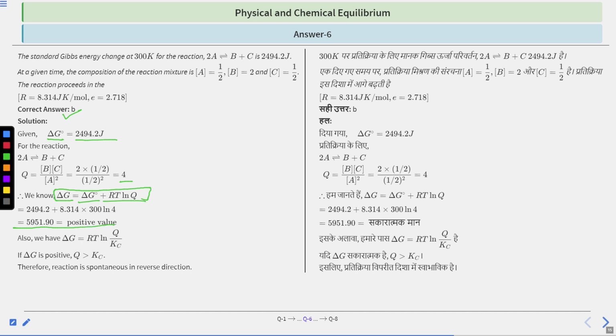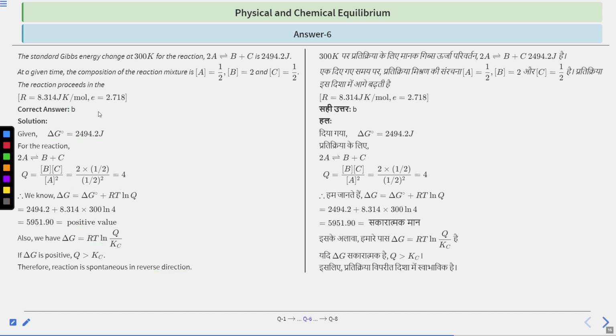So we also know that del G is equal to RT ln Q by Kc. And we can observe that if del G is positive, that means Q is greater than Kc, right? If this is a positive term, that means the numerator is greater than the denominator. Therefore, the reaction is spontaneous in the reverse direction. So these are the conditions we use from the Gibbs free energy change concept to solve this question. And we have the correct option, which is option B.